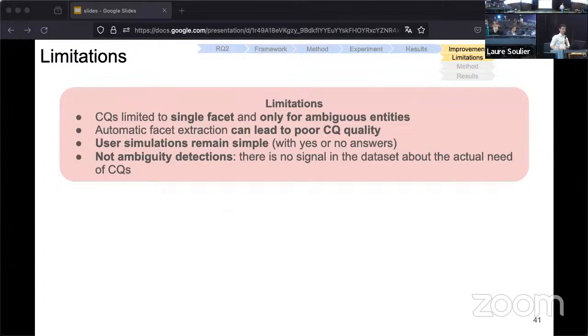So the main limitations here are that clarifying questions are really simple. They are single facets, and the quality of these clarifying questions really depends on the keyword extraction. Sometimes some keywords are extracted from documents but are not really relevant. The user simulation is really simple. It's only yes or no. We do not consider cooperation or patience or other parameters. And also, we do not detect the need for clarifying questions. This means that at each turn, we ask for new clarifying questions until the user.